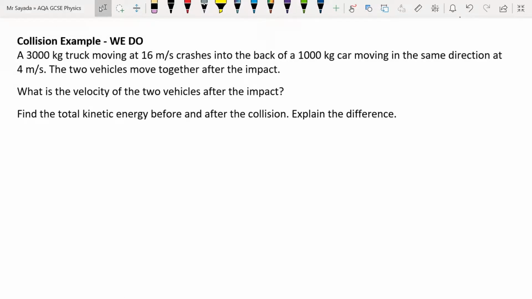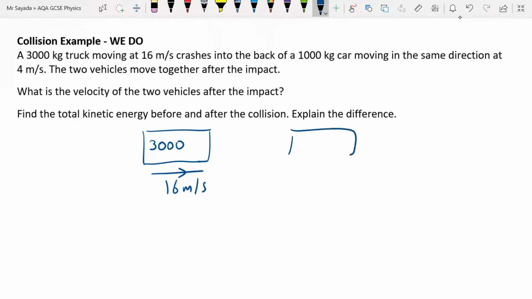You should have had a go at this question now. So as I go through it, please make notes and corrections. So we start by drawing a diagram. If you've not drawn a diagram, pause the video and draw a diagram. It's a really important part of the process. So we've got a 3,000 kilogram truck moving at 16 meters per second, and it's going to crash into the back of a 1,000 kilogram car moving in the same direction at 4 meters per second. That's my before picture.